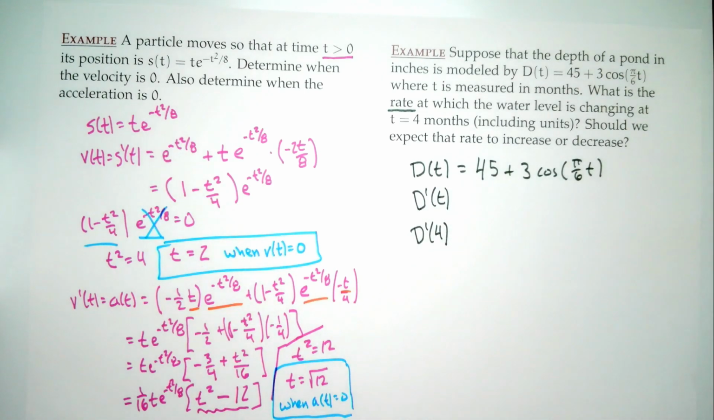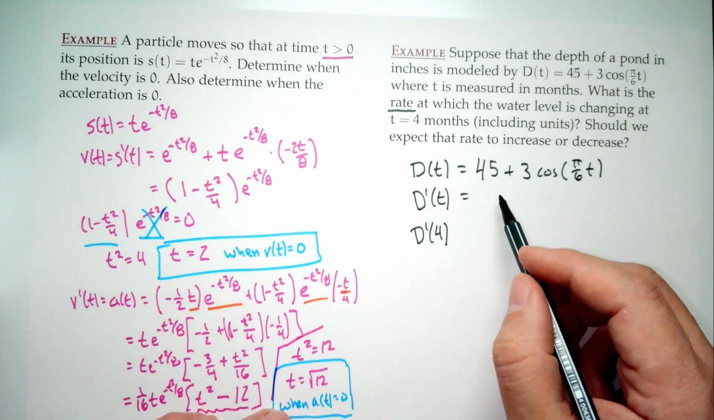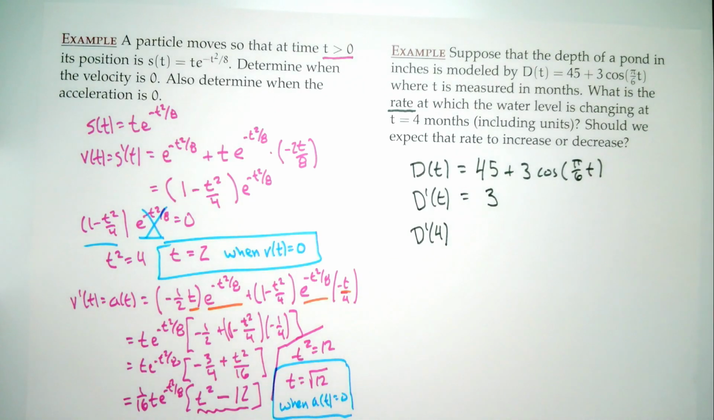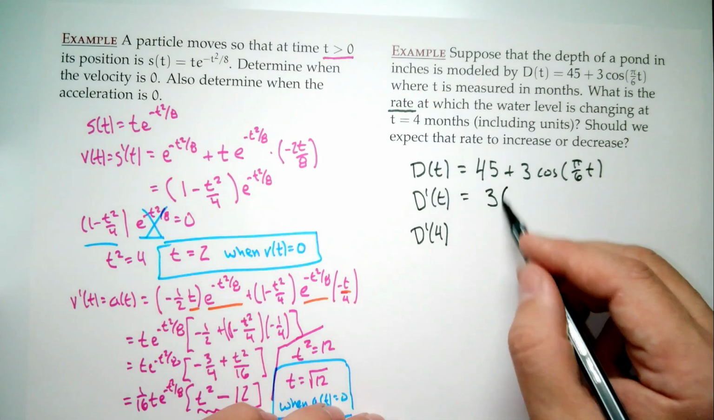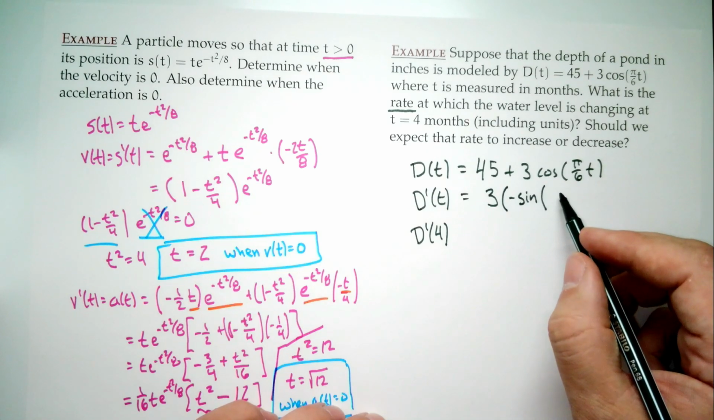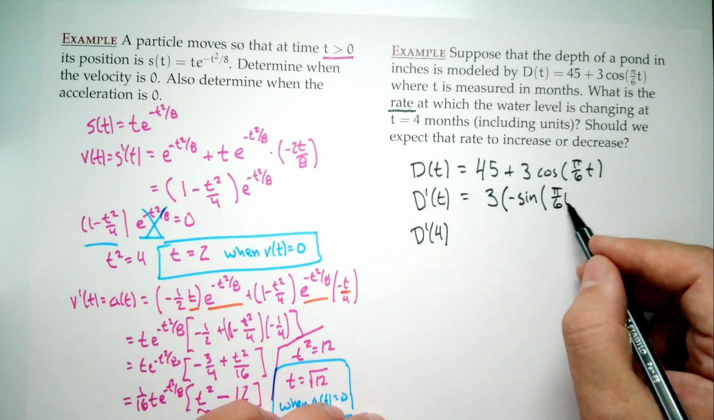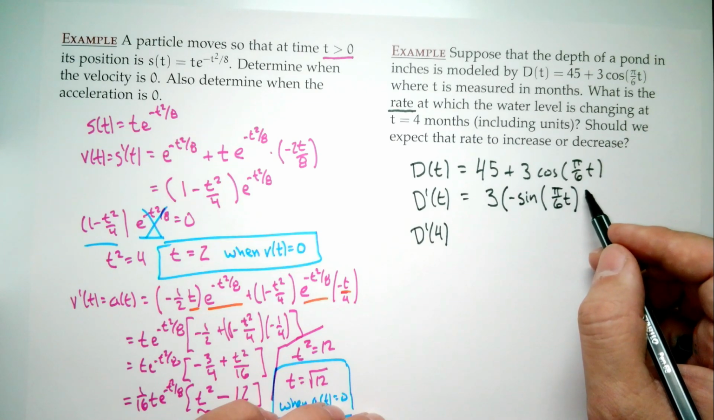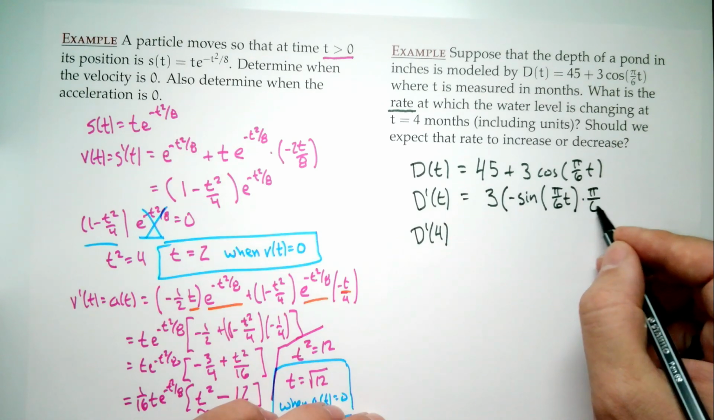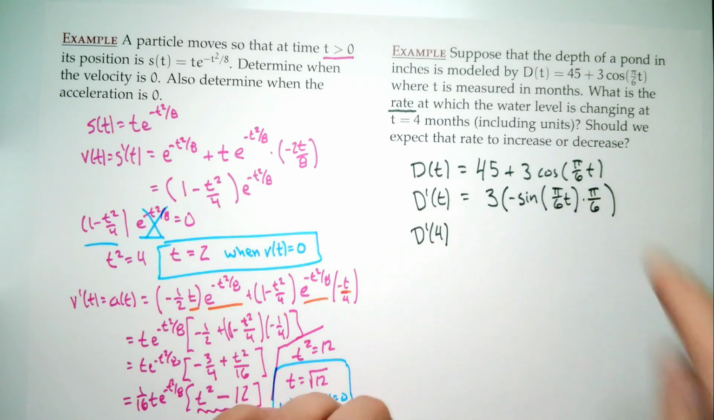What's the derivative? Well, the derivative of 45? 0. So we have what? Well, we have the 3. That's going to come along. That's constant multiple rule. Derivative of cosine? Negative sine. So I'm going to put a parenthesis here to remember that we're multiplying. Negative sine. Inside we put pi over 6t by the chain rule. All right. Anything else? Times pi over 6. And that comes from the chain rule. The derivative of the inside, pi over 6t.